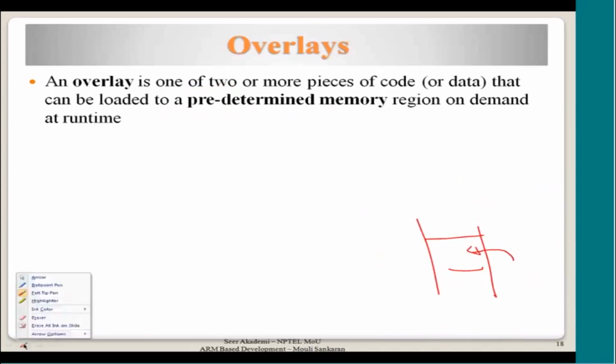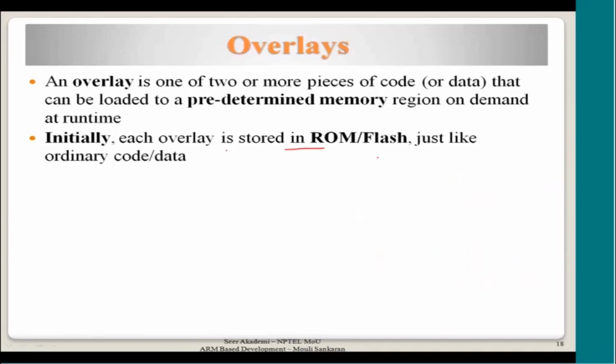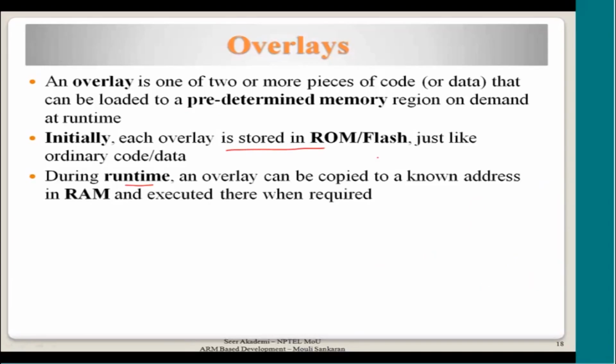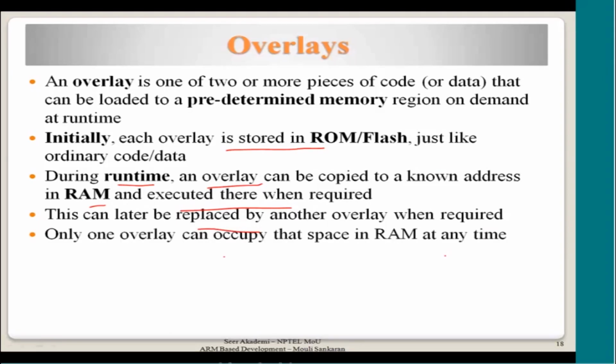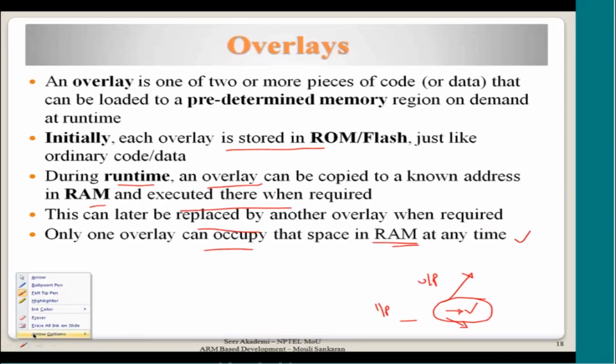That's called overlay. Initially, each overlay is stored in RAM or flash, just like ordinary code and data. During runtime, an overlay can be copied to a known address in RAM and executed there. Different encoders may be lying in the ROM, but only one encoder will come to the RAM and get executed. This can later be replaced by another overlay when required. Only one overlay can occupy that space in RAM, so you don't need to convert to multiple formats. You decide to convert from the input format to one of the output formats. Once it is chosen, that particular encoder is brought into the RAM and then executed. So only one will be lying in the memory at any time.